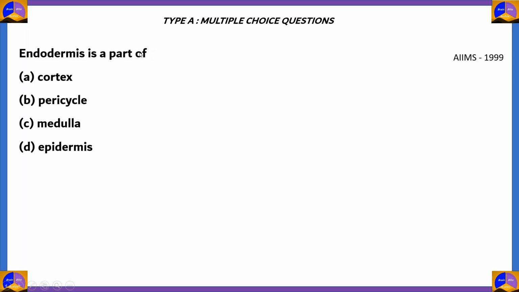The next question. Endodermis is, okay, let's go back. Endodermis is a part of: A, cortex; B, pericycle; C, medulla; and D, epidermis. Now, the thing to know about endodermis is that it contains Casparian strips.